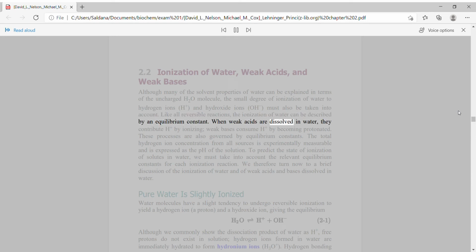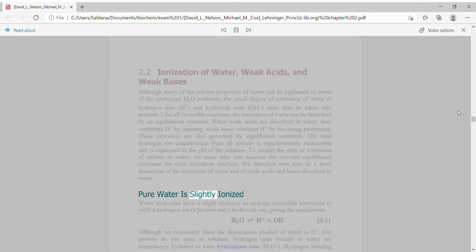When weak acids are dissolved in water, they contribute H+ by ionizing. Weak bases consume H+ by becoming protonated. These processes are also governed by equilibrium constants. The total hydrogen ion concentration from all sources is experimentally measurable and is expressed as the pH of the solution. To predict the state of ionization of solutes in water, we must take into account the relevant equilibrium constants for each ionization reaction. We therefore turn now to a brief discussion of the ionization of water and of weak acids and bases dissolved in water.